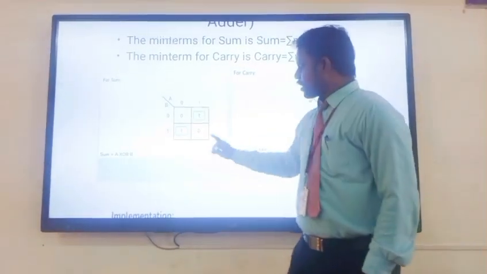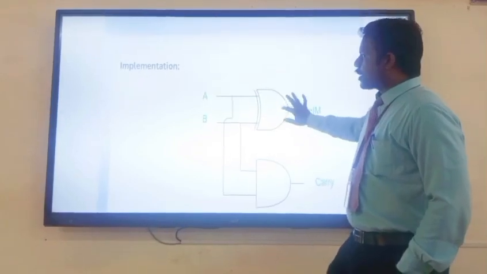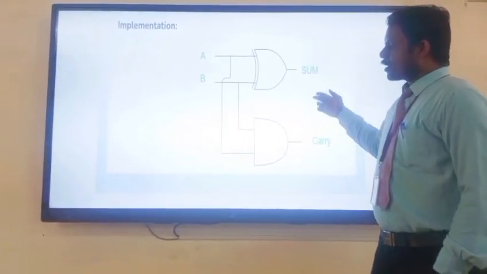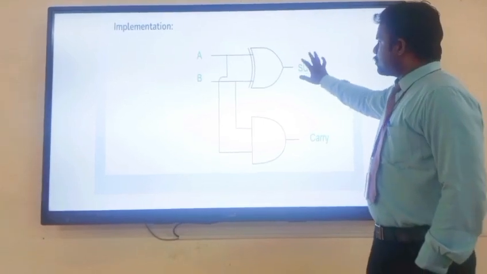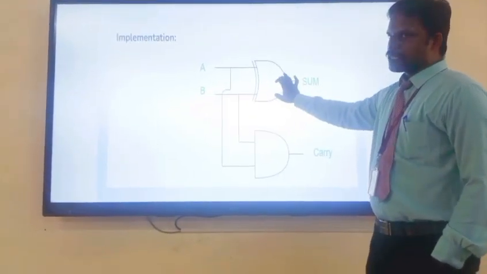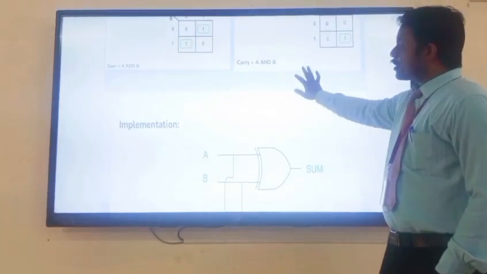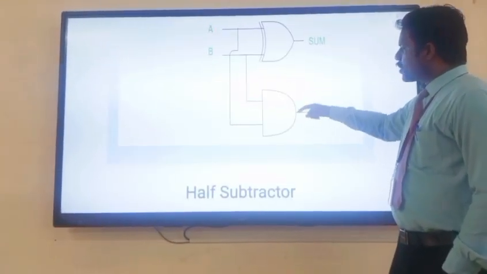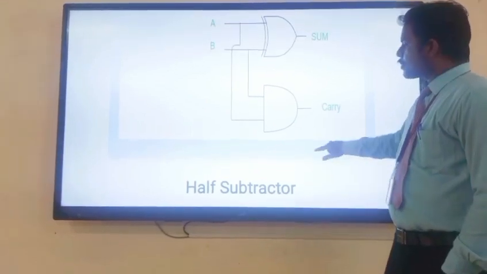By using these two expressions, you have to create or design the diagram for the half-adder circuit. For the sum, the expression is A XOR B, so we are using an XOR gate. For the carry, your expression is A AND B, so you are using an AND gate.